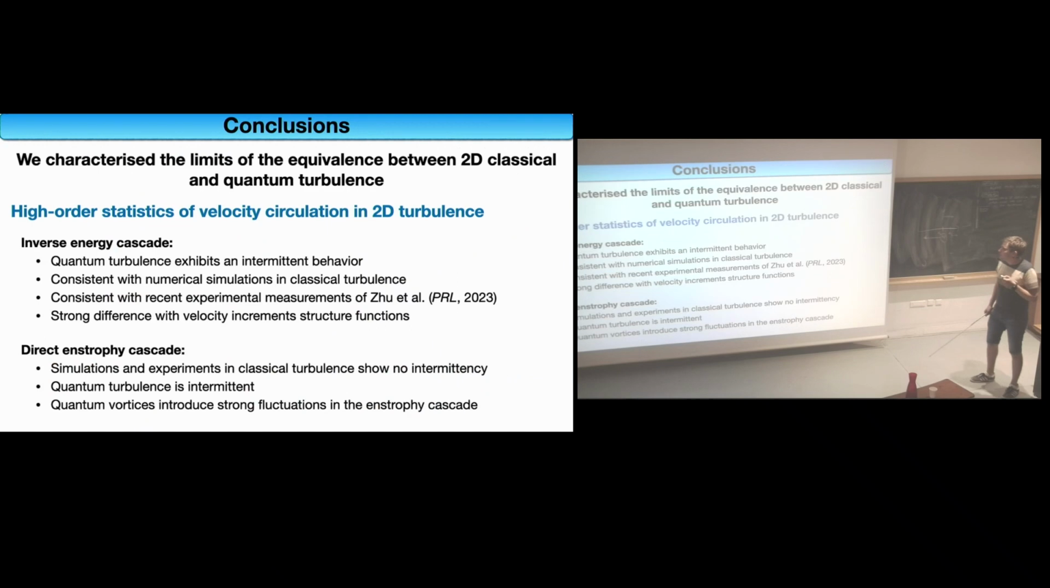So, yeah, this is the end of the talk. We characterized the limits of equivalence between 2D classical and quantum turbulence using velocity circulation. We studied independently the inverse and direct cascade, where we observed the same behavior in the inverse cascade for classical and quantum, while a different behavior for the direct entropy cascade. So with that, thank you.